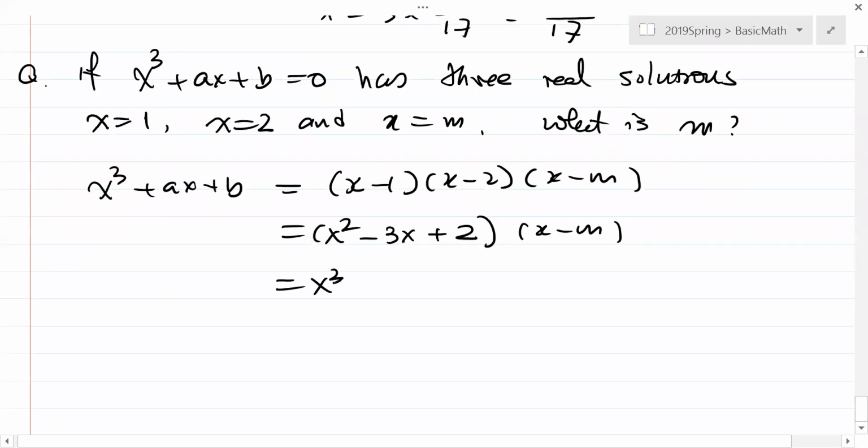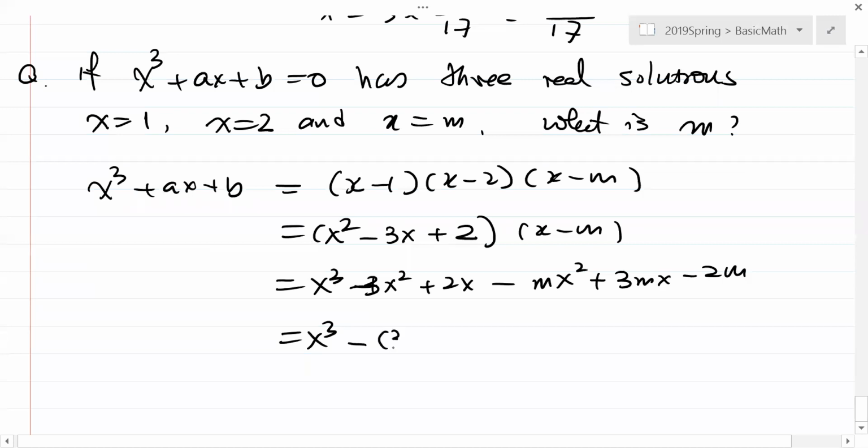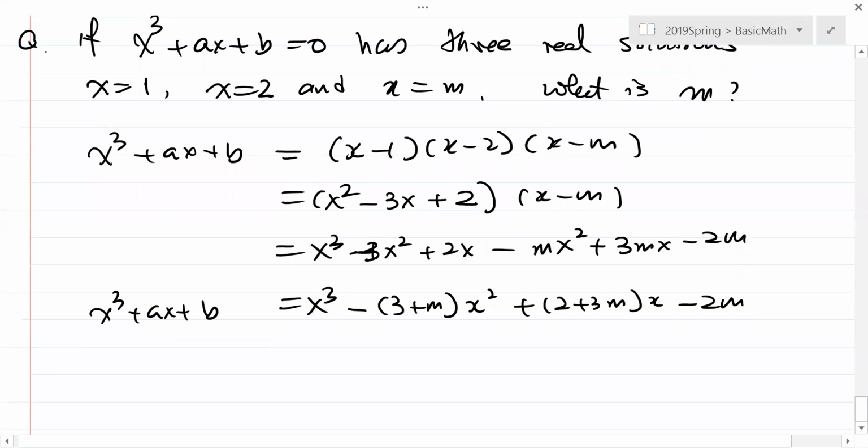You get x cubed minus 3x squared plus 2x minus mx squared plus 3mx minus 2m. So let's regroup them, and you get x cubed minus (3 plus m) x squared plus (2 plus 3m) x minus 2m. So you compare both sides. There's a bunch of x's and m's. You see that this must be 0.